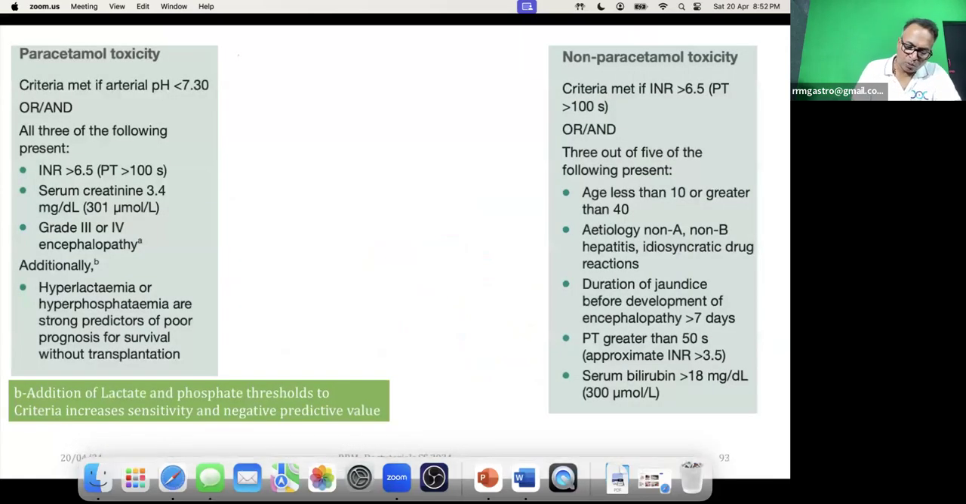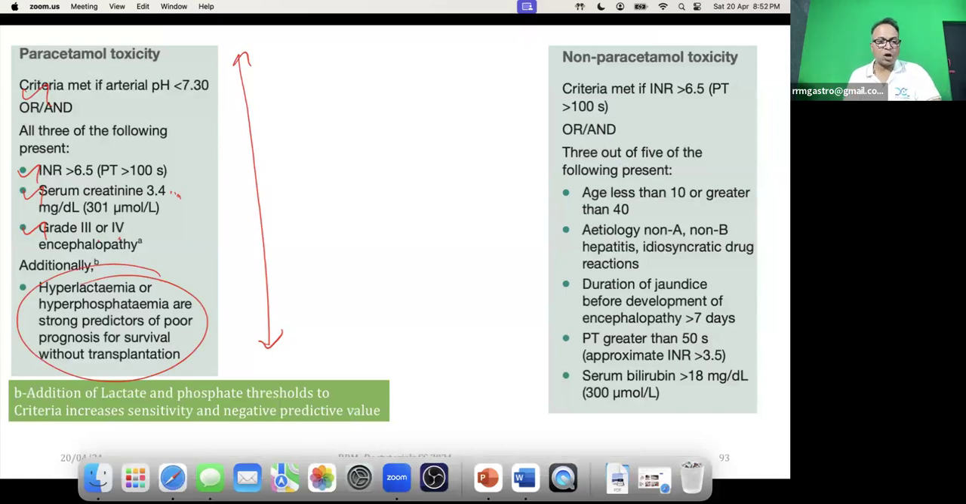So this is a picture showing you King's College criteria. INR 6.5, creatinine more than 3.4, and grade 3 encephalopathy, pH 7.3. Now recently they added 2 more factors to King's College criteria, from Bailey and Love. Addition of lactate and phosphate thresholds to the criteria increases the sensitivity of the King's College score.